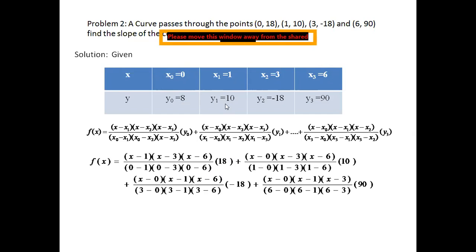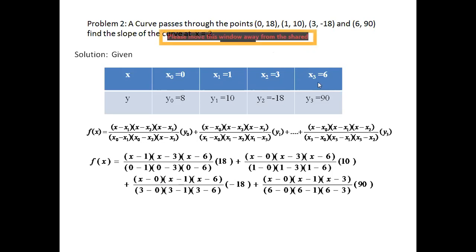Multiply this ratio by the corresponding value of y1, that is 10. This is the second term. The third term is like that: x minus 0 into x minus 1. This one should not be written. Then x minus 6. So x minus 0, x minus 1 into x minus 6.